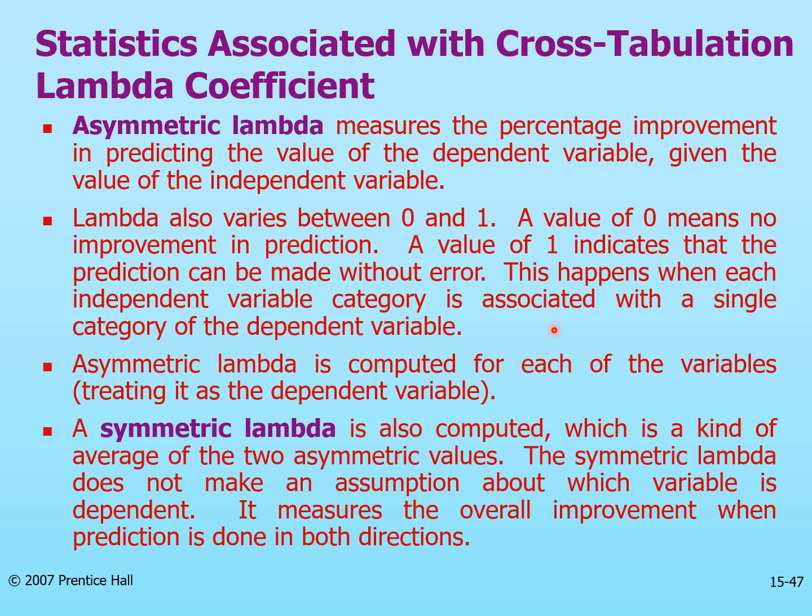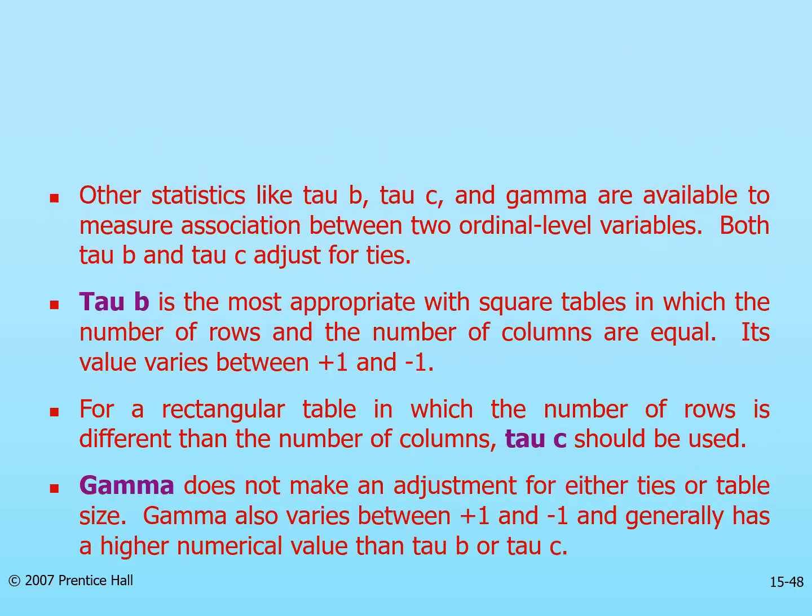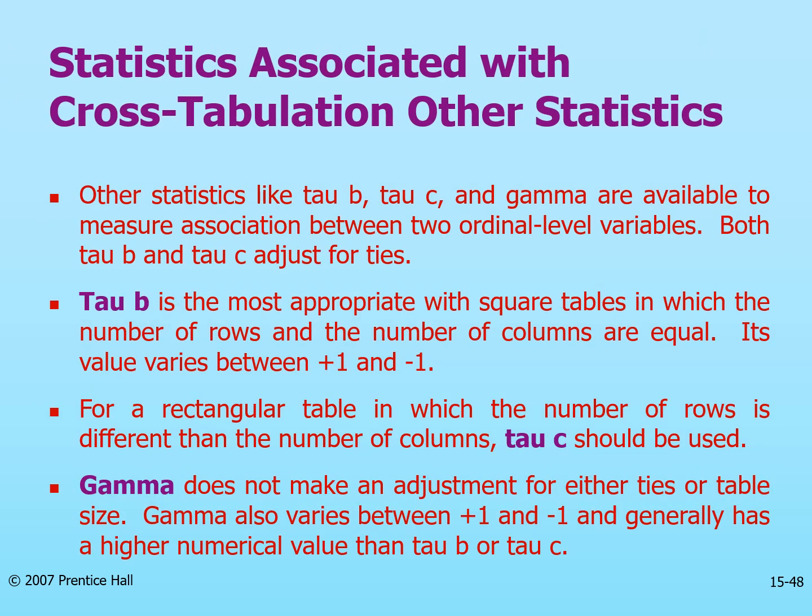A symmetrical lambda is also computed, which is a kind of average of the two asymmetric values. The symmetric lambda does not make an assumption about which variable is dependent. It measures the overall improvement when prediction is done in both directions. It means that in the symmetrical study, we are not going to consider dependent and independent variables. Then another one is coming: tau B, tau C, and gamma.